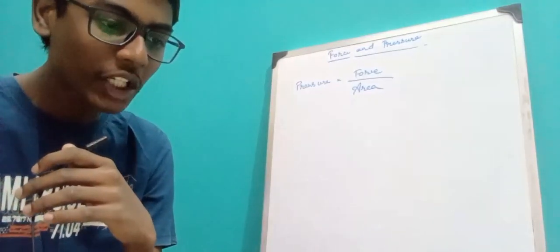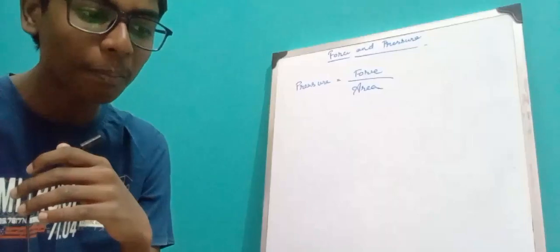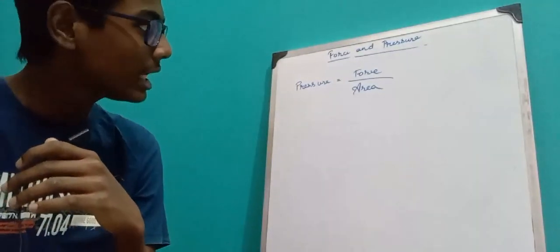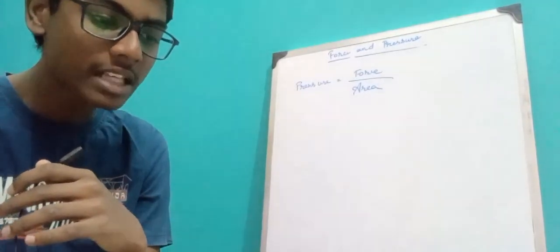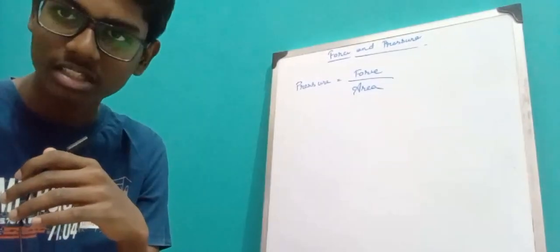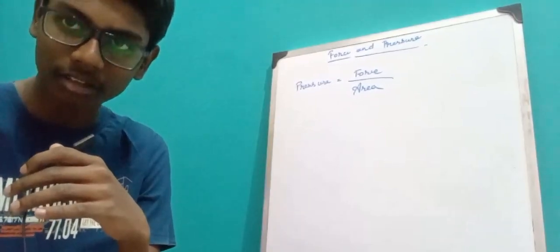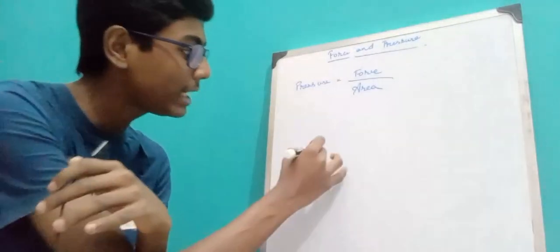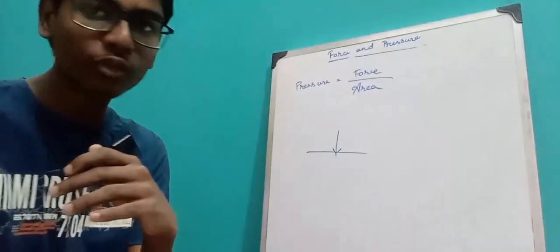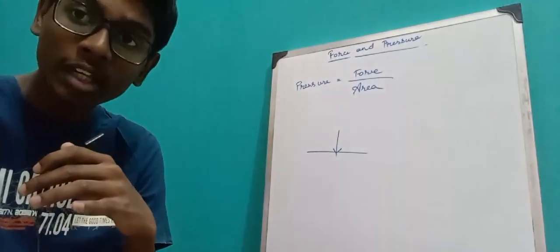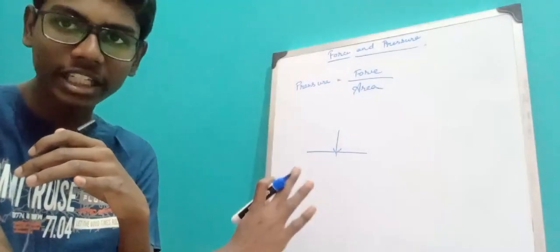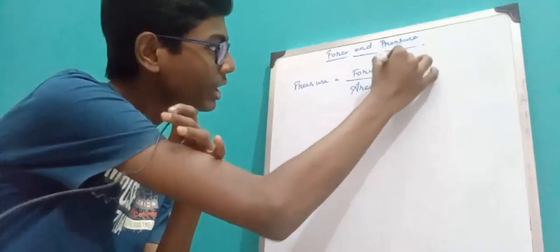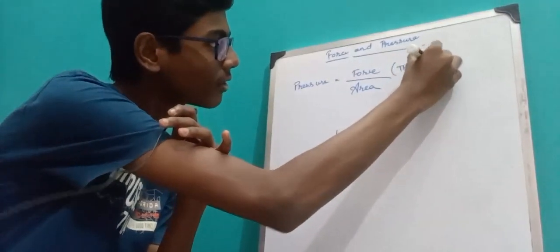Pressure is first of all a physical quantity. Pressure is defined as the amount of force acting per unit area. Mathematically, pressure equals force by area. The total force acting on a given surface is also known as thrust. Thrust can also be called the perpendicular force acting, or the total force that is acting on the object or on a particular area. So we can also call it thrust.